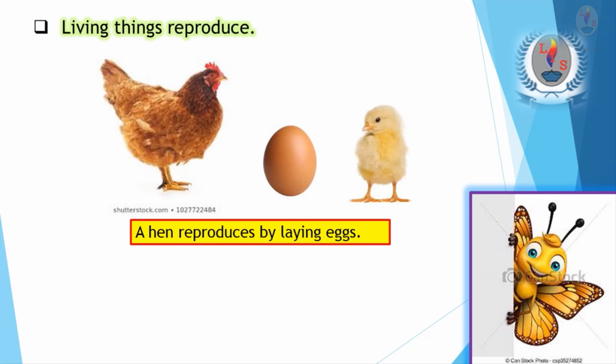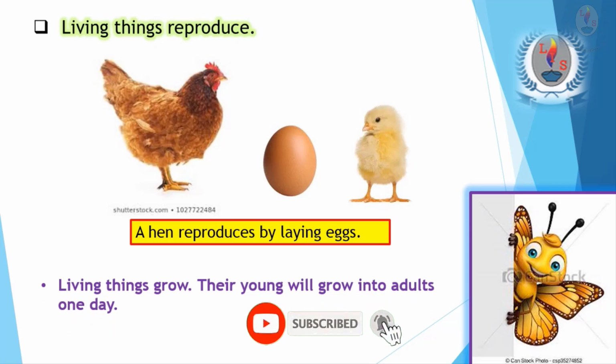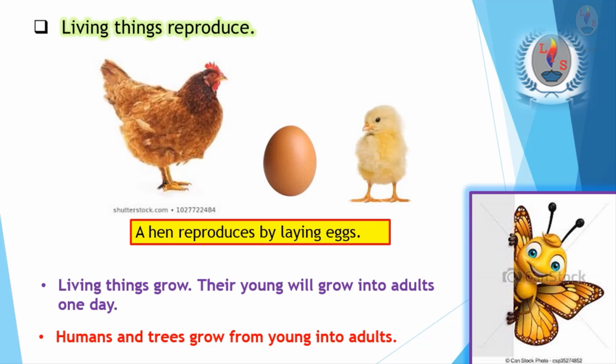A hen reproduces by laying eggs. Living things grow. Their young will grow into adults one day. Humans and trees grow from young into adults. Children, humans and trees both grow from young into adults.